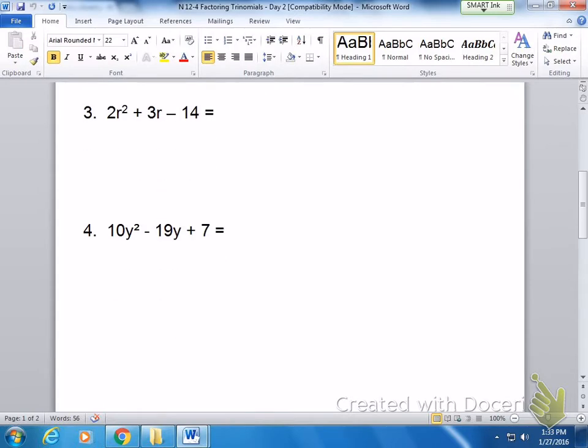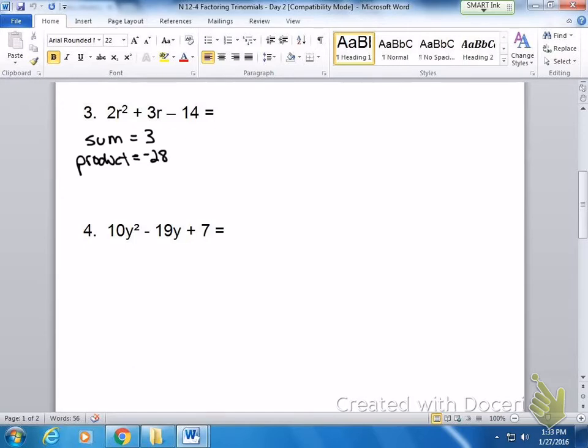Number 3, 2r squared plus 3r minus 14. It is in the right order. I have my variable squared, then my variable, then my number. So first I need to find the sum, which is our b value, which is 3. And then I need to find our product, which is a times c, which in this case is 2 times negative 14, which is negative 28.